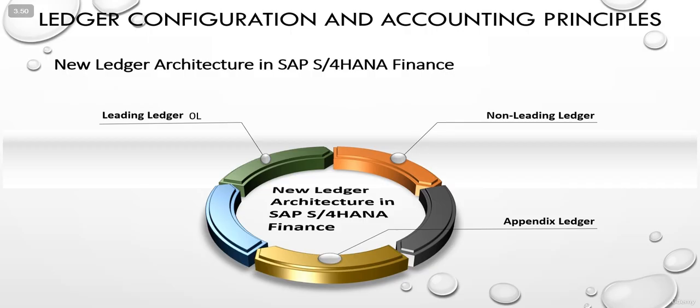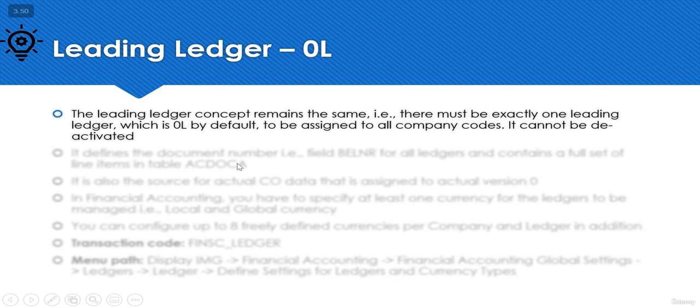In traditional finance or the FI module, the leading ledger posts in real time, and the non-leading ledger posts periodically. Now in SAP S/4HANA Finance, both leading and non-leading ledgers are created as standard ledgers. The leading ledger concept remains the same. That is, there must be exactly one leading ledger, which is 0L by default, assigned to all company codes. It cannot be deactivated.